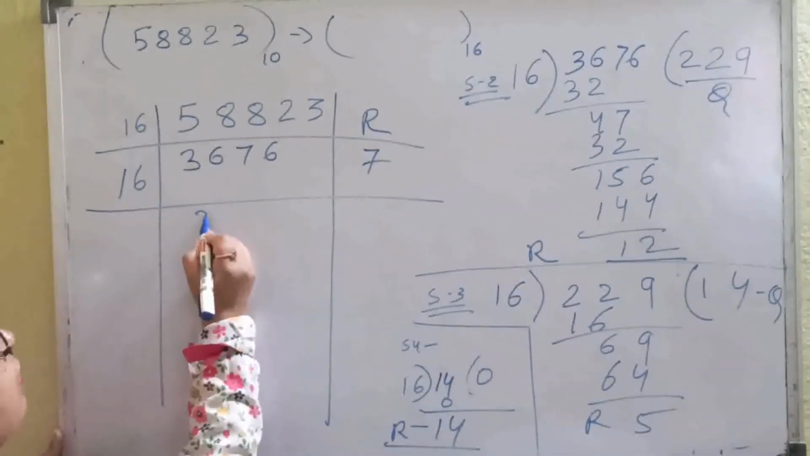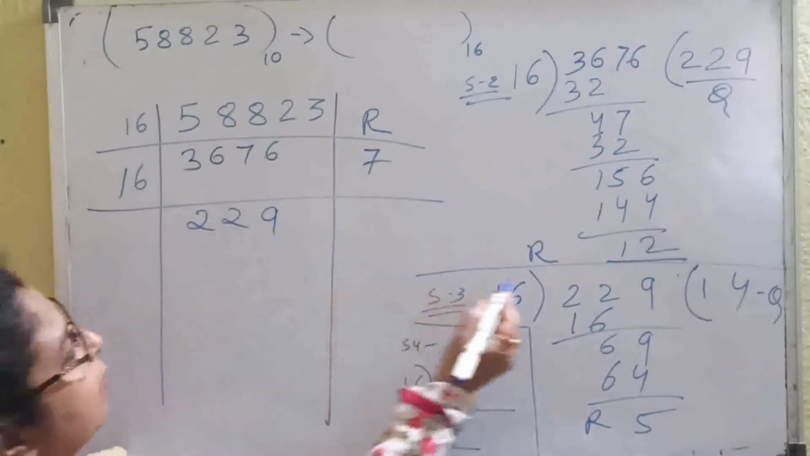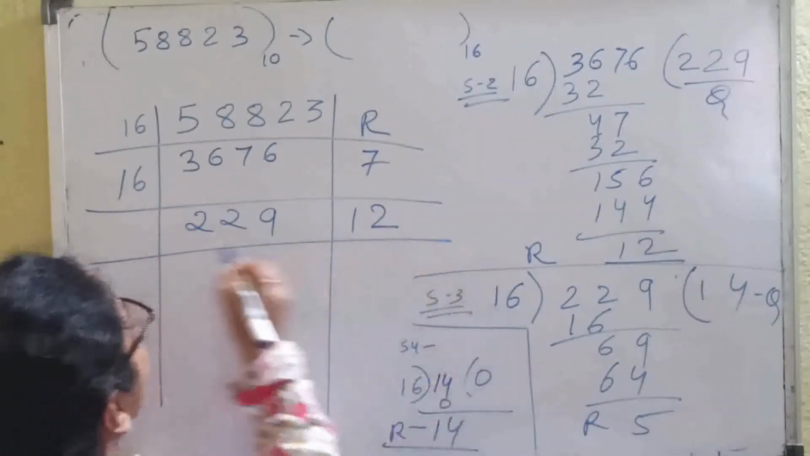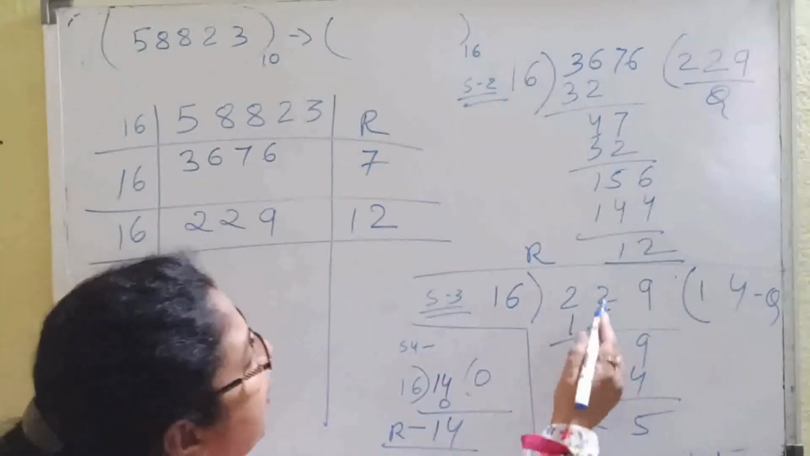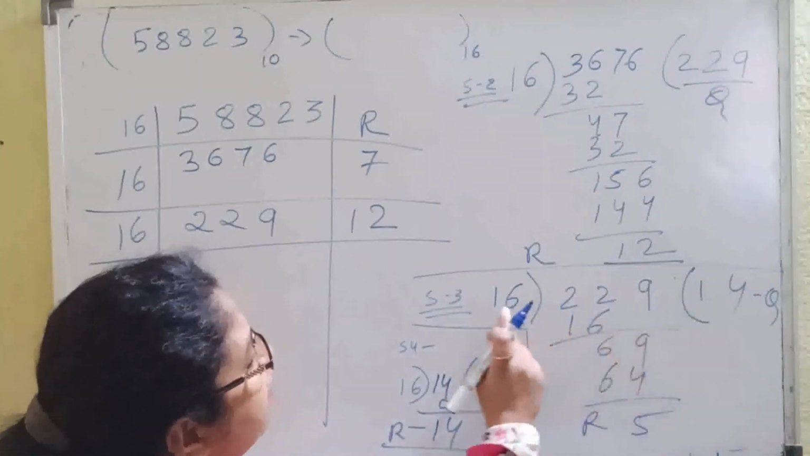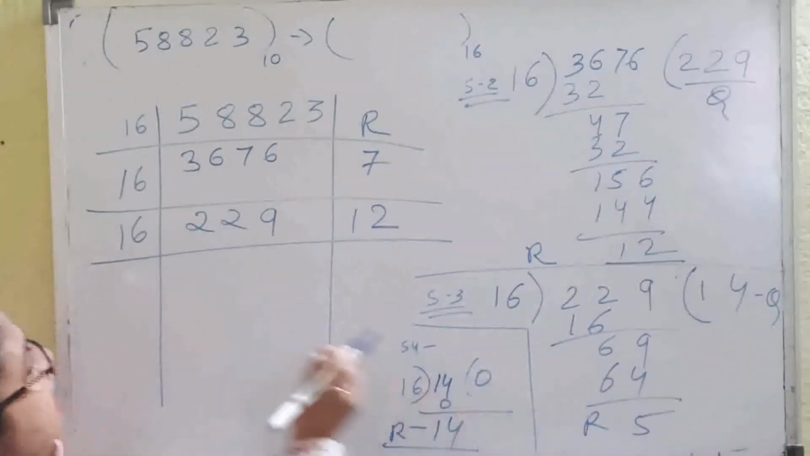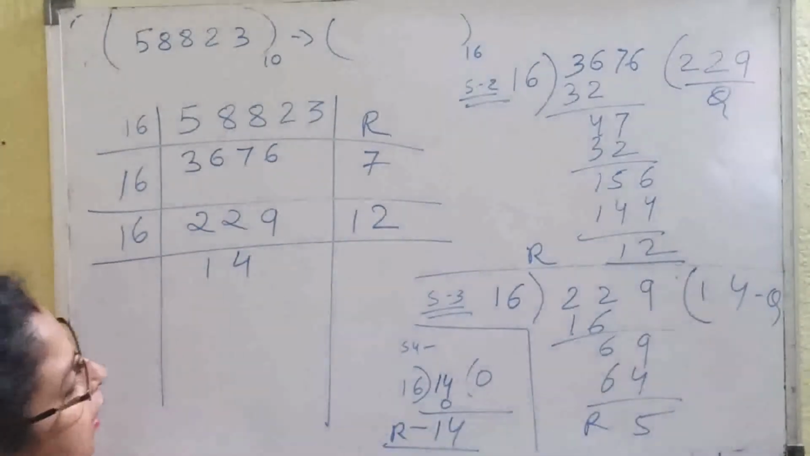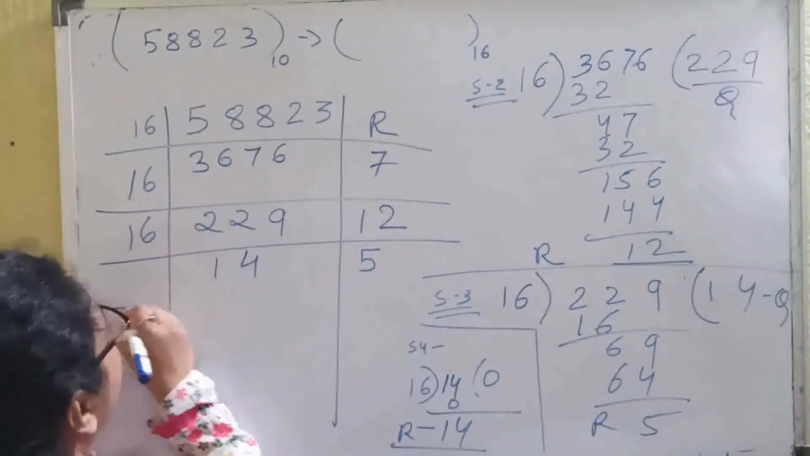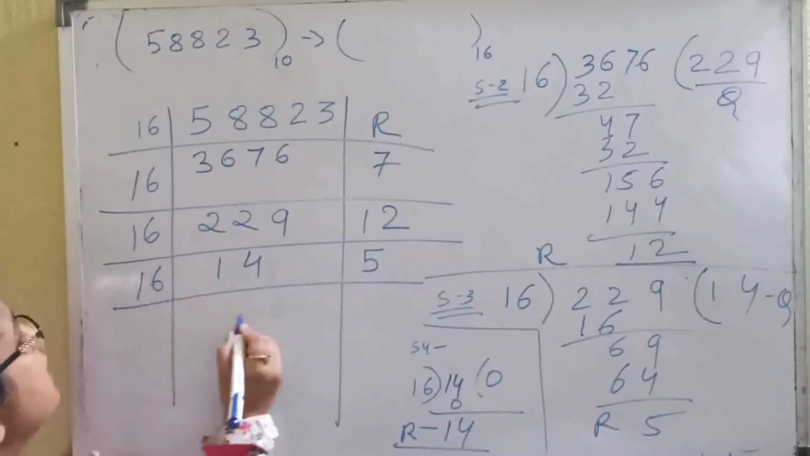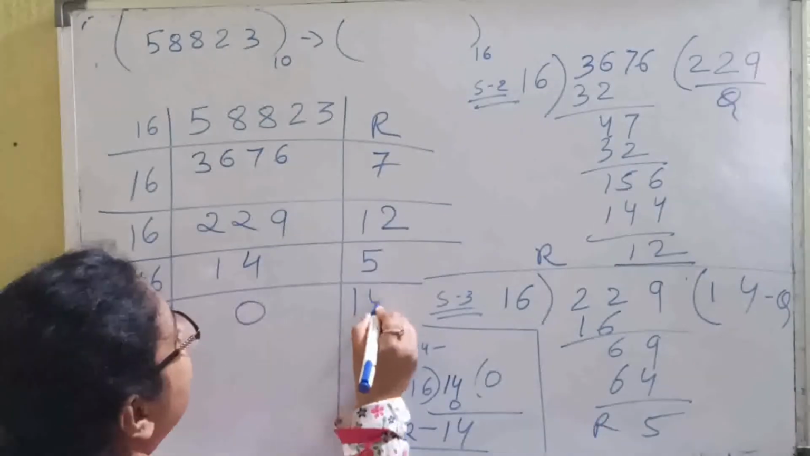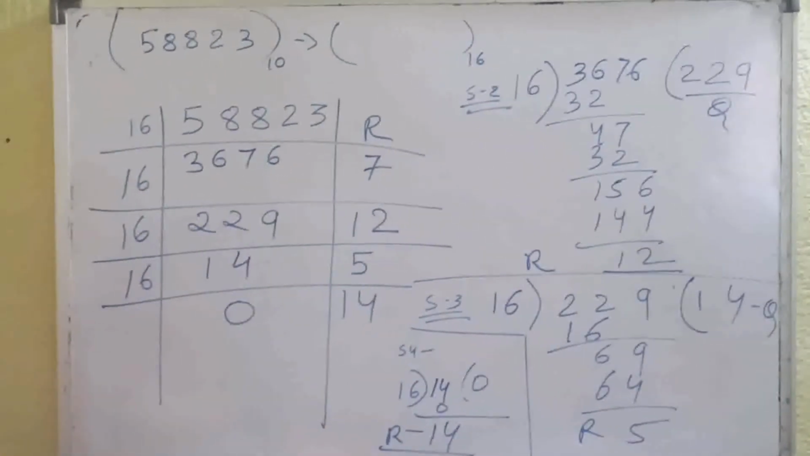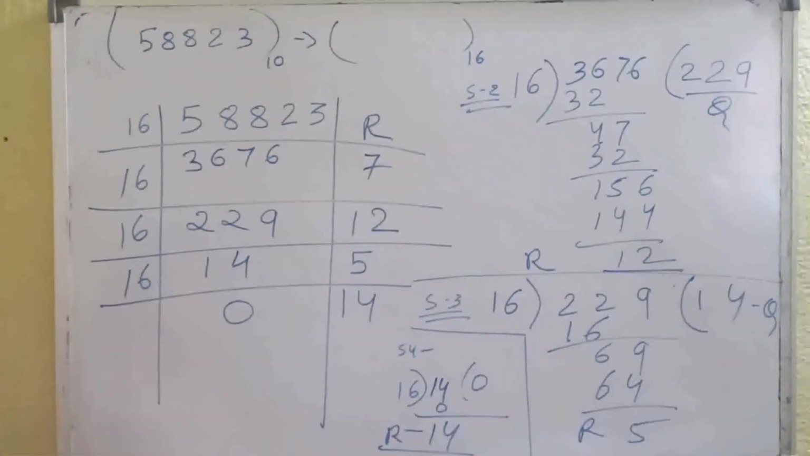The quotient you write here, 2 to 9. And what is the remainder? 12. Again divide by 16. In the next step I have divided this 2 to 9 by 16. This is the quotient and this is the remainder. So the quotient you write here. The quotient has come 14 and the remainder has come 5. Again you divide the number by 16. 16 zeros are 0 and the remainder is 14. Here I have divided also. You can see in the video clearly, I have divided all the numbers one by one.